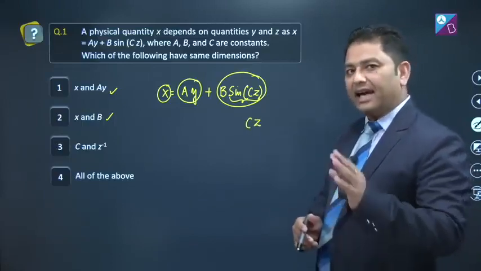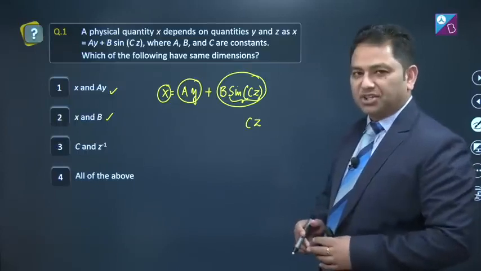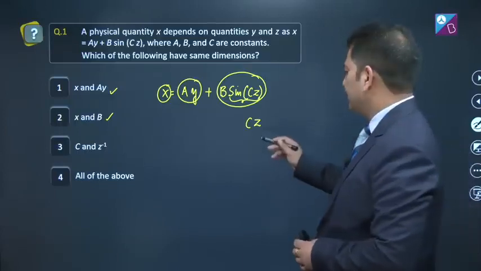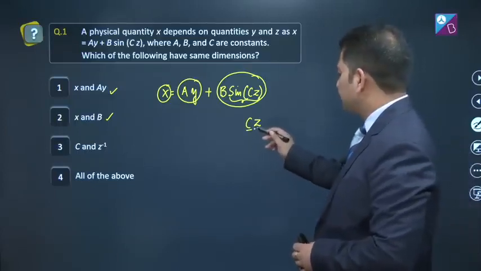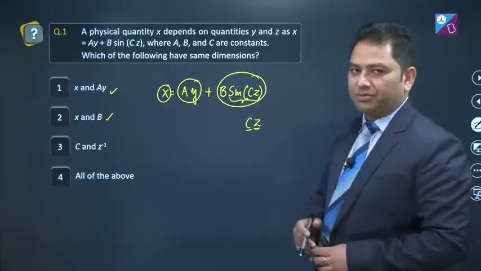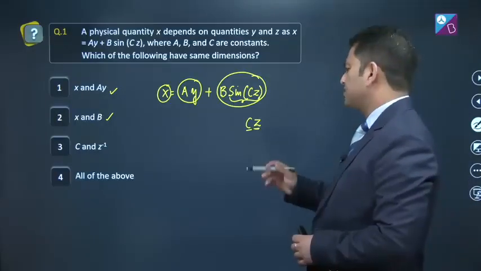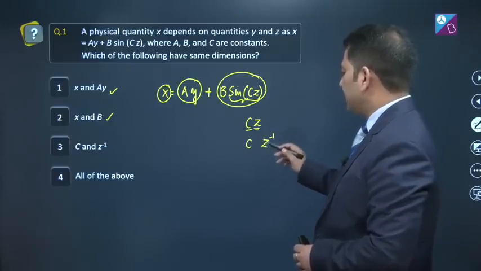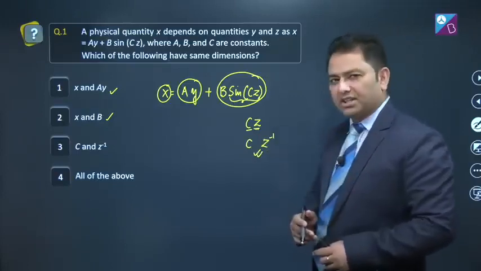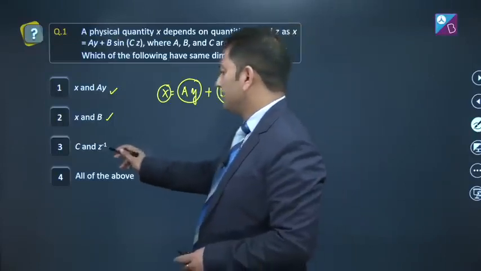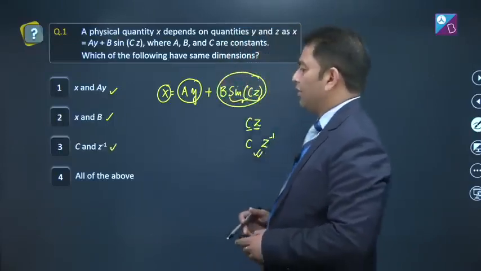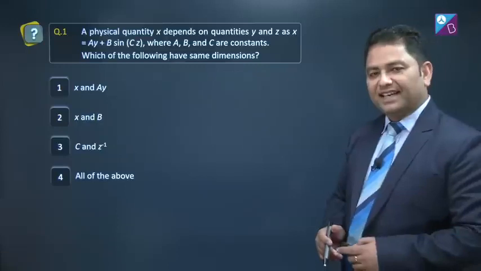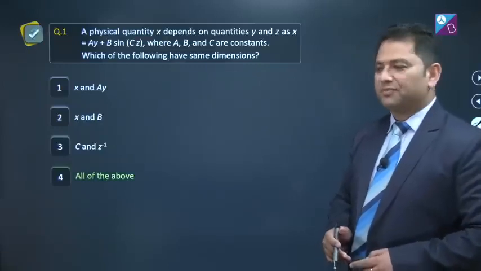Option number 3, the product CZ is the angle of sine. और हमें पता है angle of sine that is dimensionless. So in that given case, C and Z, the product that has to be dimensionless. Product dimensionless का मतलब C and Z inverse that must have the same dimensional formula. So option number 3 भी सही है. So therefore, all the above options are correct, यानी कि option number 4.